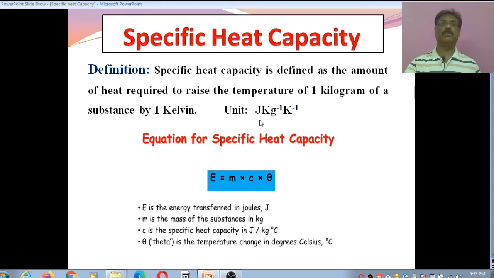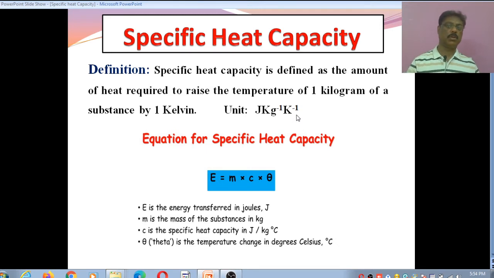The SI unit of specific heat capacity is joule per kilogram per Kelvin.